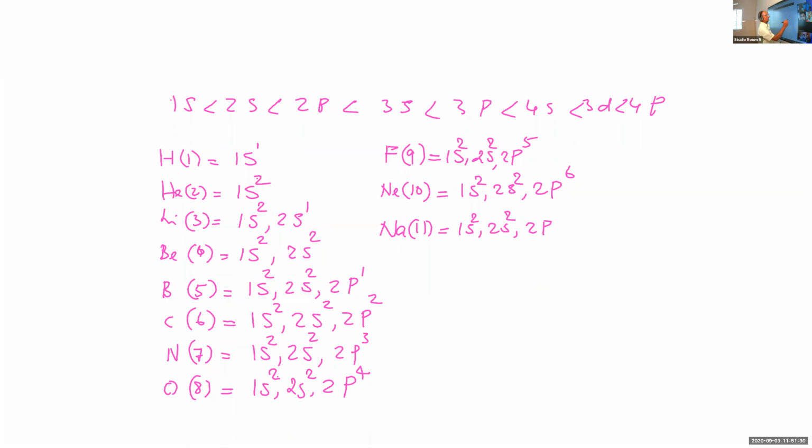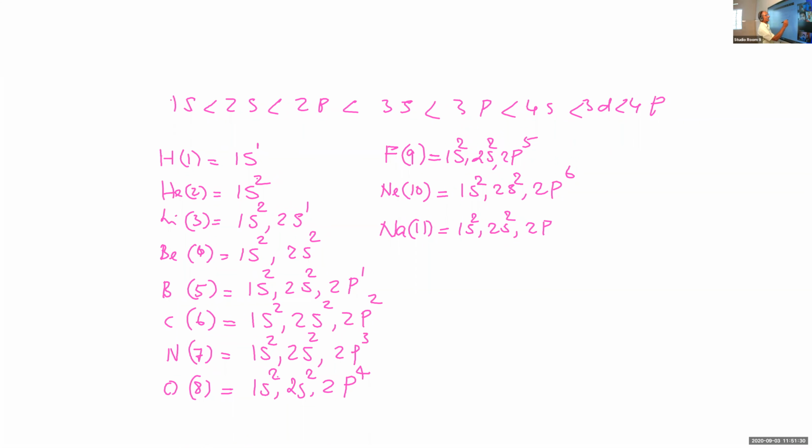Let us take the case of 4s and 3d. In the 4s, how many orbitals are there? Vidur, you just remain there. How many orbitals are there in the 4s level? Vidur, how many orbitals? 4s level.